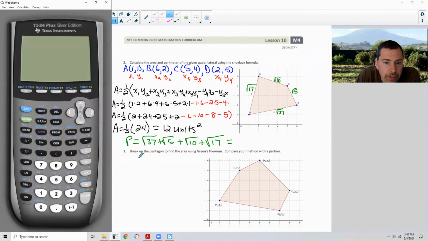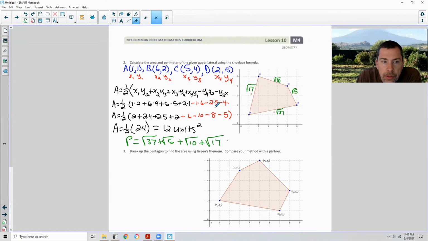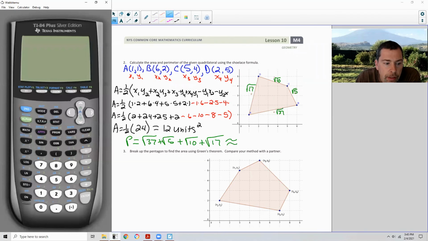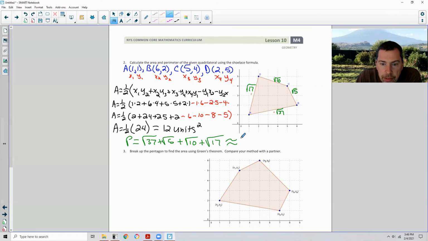And that is an approximate value, so I don't know why I put an equal sign. It is approximately, according to my calculator, square root 37 plus root 5 plus root 10 plus root 17. And that's approximately 15.6 units.